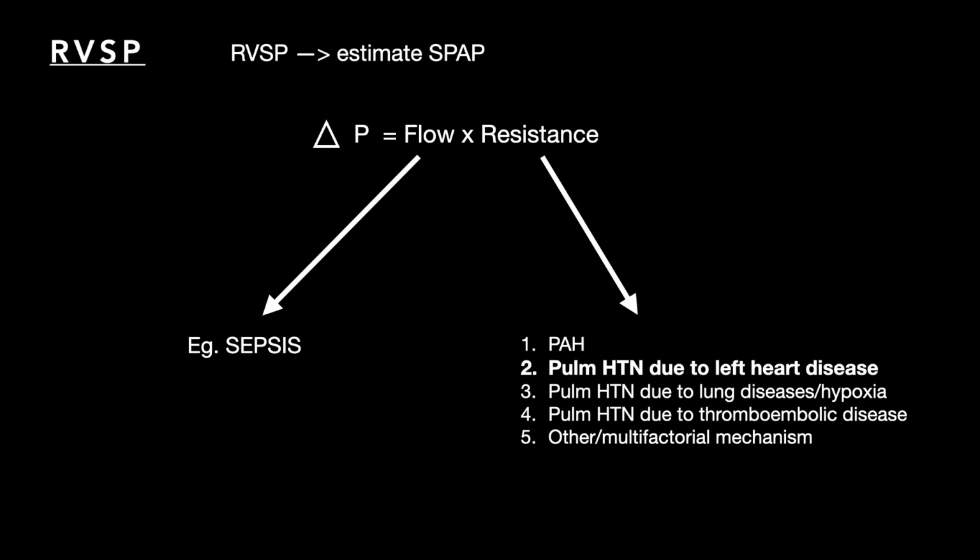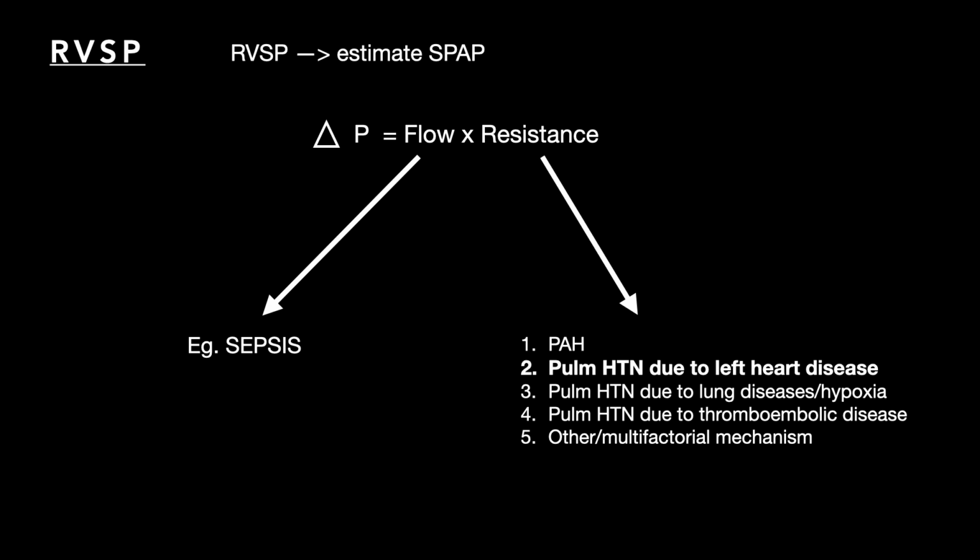And then I guess the next question is, why is the RVSP elevated? You can also think of a change in pressure as equal to the flow times the resistance. So RVSP may be elevated in the setting of increased flow states, for example sepsis, which is common in our patients, but there are also conditions of increased resistance. In the adult population, in the normal population, this is most commonly due to left heart disease causing increased pulmonary vascular resistance.